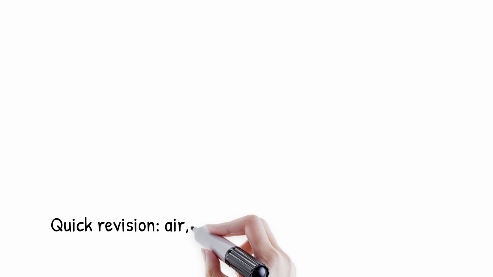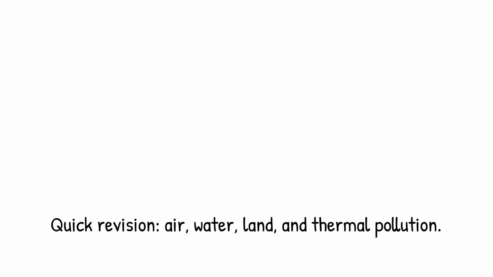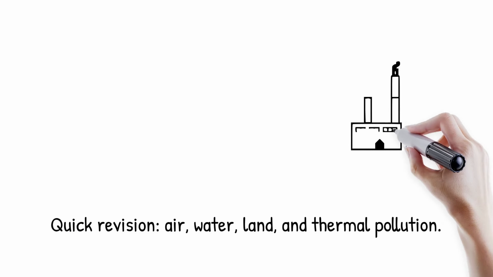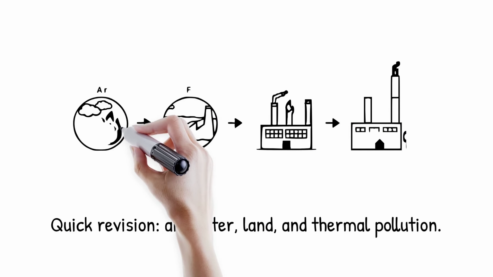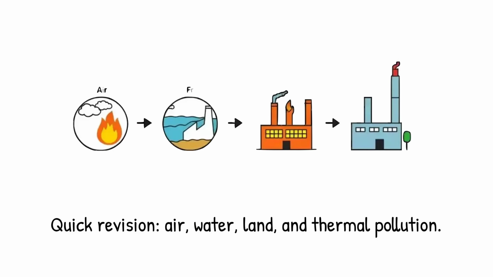Quick revision. Remember the main impacts: air pollution, water pollution, land degradation, and thermal pollution. All must be addressed to manage the environmental impact of industries.